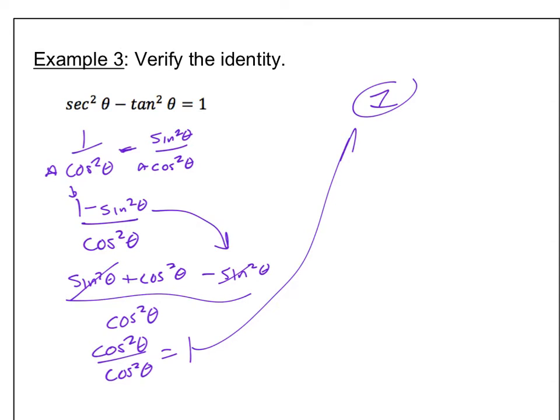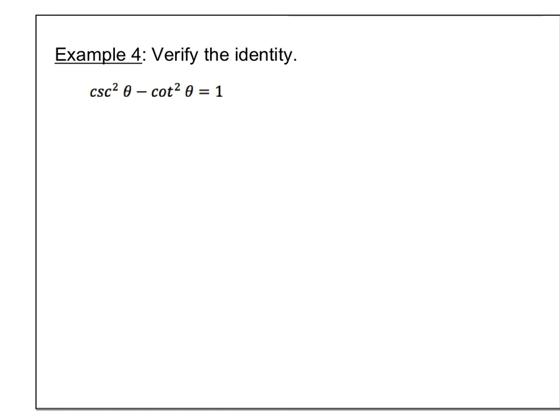All right, so all I'm doing is manipulating and rewriting things, just a different way, and seeing what I can come up with. And a good rule of thumb here is to try and get everything into sines and cosines, and then see what you can do from there.